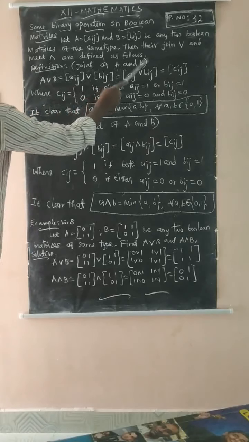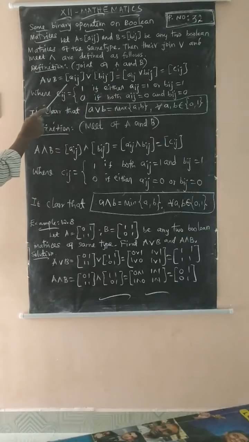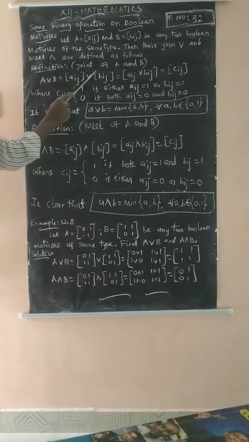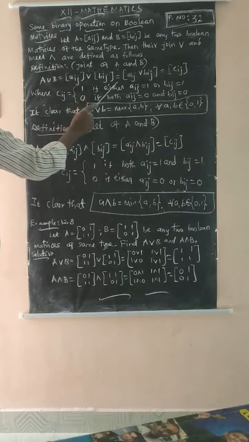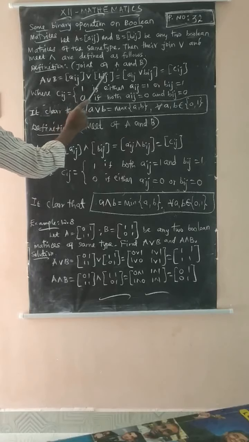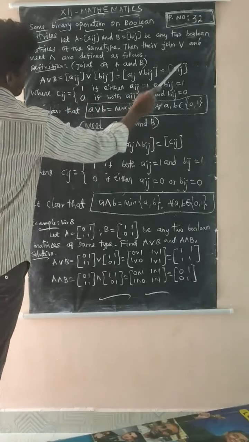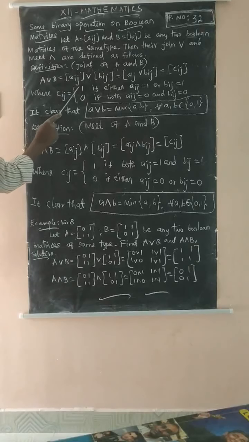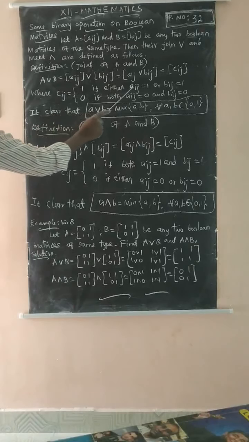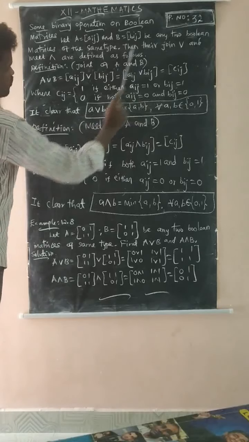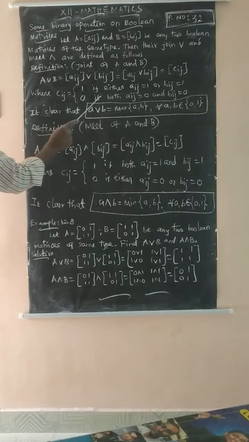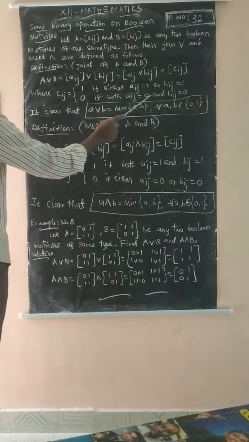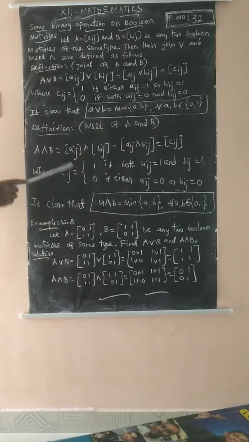Join of matrices A and B. A join B equals the matrix Aij joined with the matrix Bij. Combining these two, we get another matrix Cij, where the element Cij is 1 if either Aij equals 1 or Bij equals 1, and 0 if both Aij equals 0 and Bij equals 0.